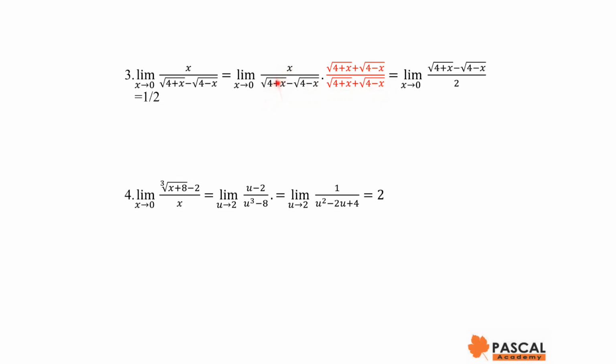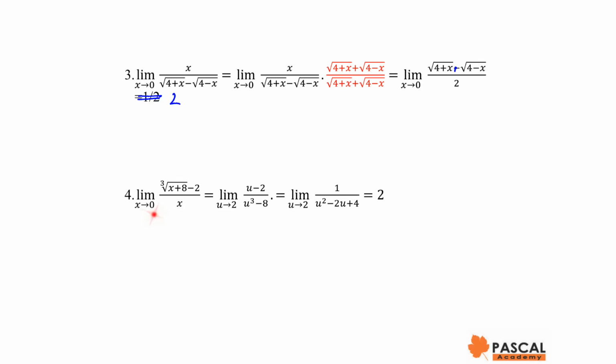If we multiply the denominator, we get 4 plus x minus 4 minus x, which is 2x. We reduce the fraction; we simplify it by x. The limit would be the limit of square root of 4 plus x plus square root of 4 minus x over 2 as x approaches 0. If we plug in 0, we have 2 plus 2 divided by 2, which is 2. Therefore, the given limit is 2.